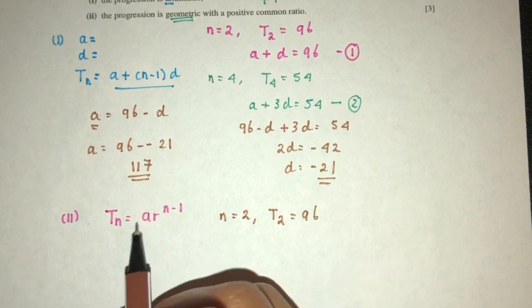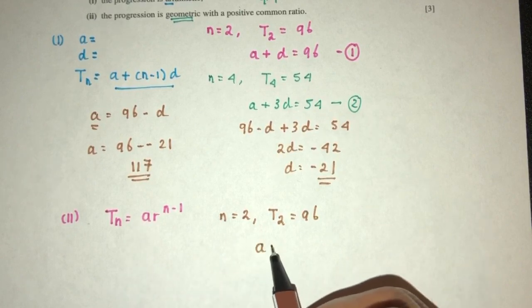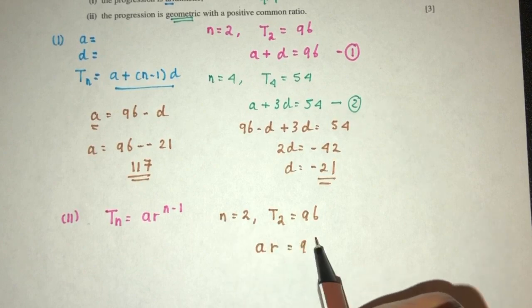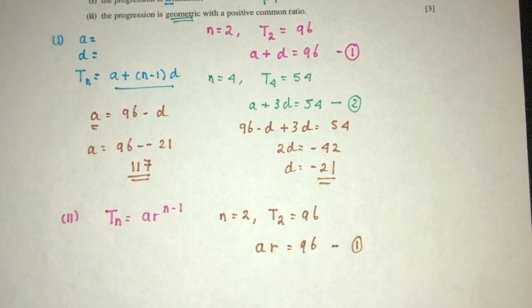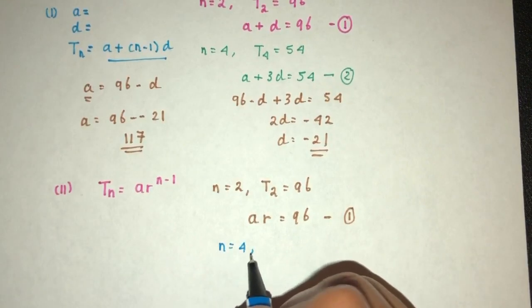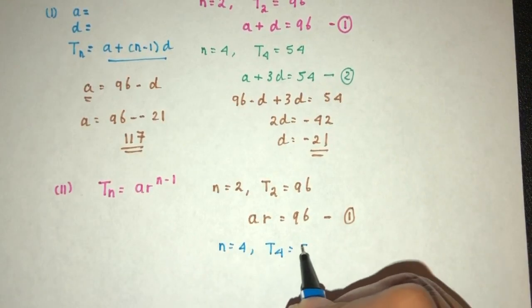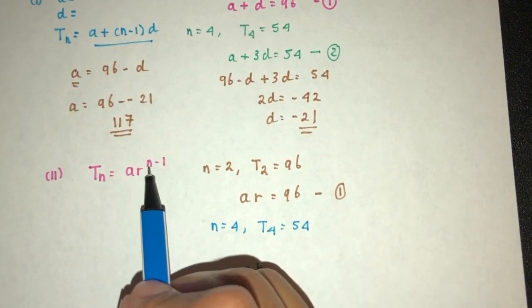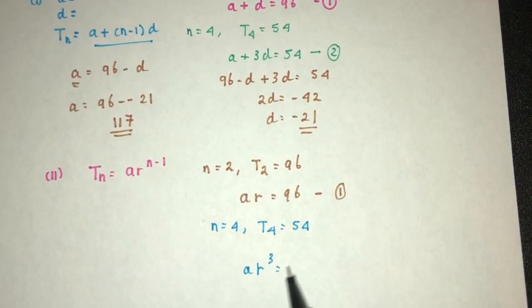We know that the second term is equal to 96. So let's replace in the formula. A we don't know, r we don't know, but n we know is 2 minus 1, it is 1, has to be 96. That is my equation number 1. Now, same steps. We know when the value of n is 4, the fourth term has to be 54. A we don't know, r we don't know, n we know it is 4 minus 1, which is 3, has to be 54. That is equation number 2.